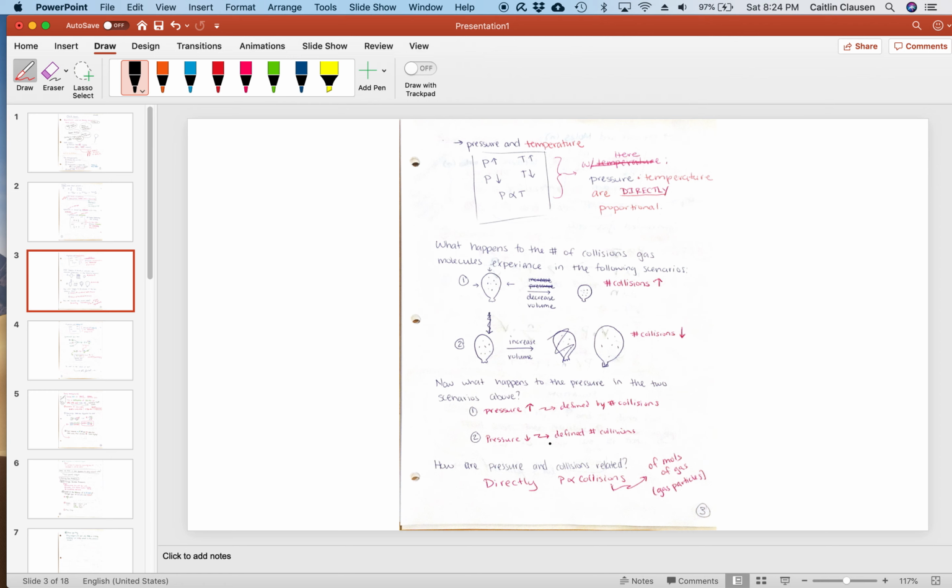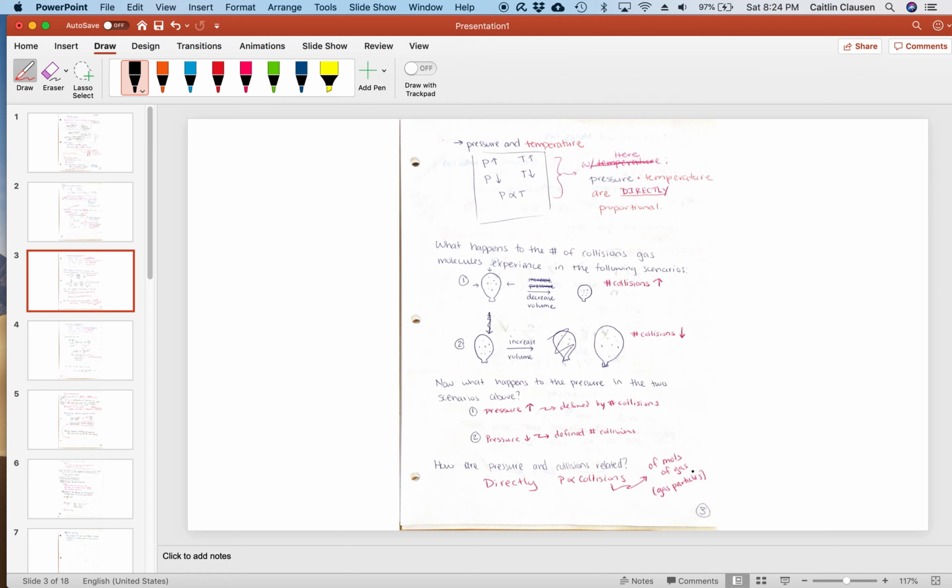From this, we figured out that pressure and collisions are directly proportional. So in scenario 1, volume decreased, but number of collisions increased and pressure increased. They were going the same direction between pressure and collisions. Scenario 2, the volume increases, the number of collisions decreased, and the pressure decreased.